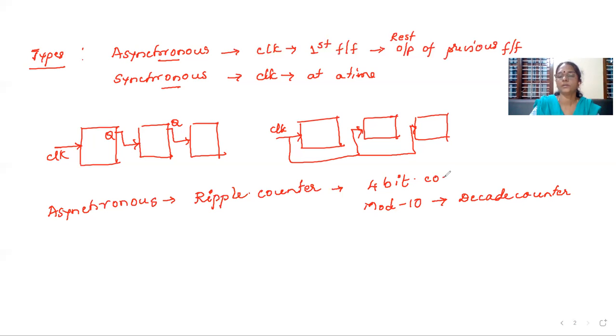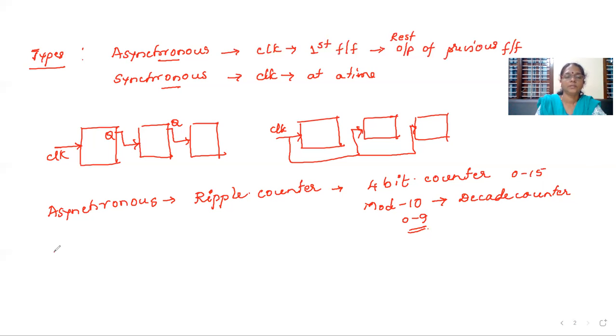A 4-bit counter counts from 0 to 15. A mod 10 counter counts from 0 to 9. So we can design any modulus counters. They're all asynchronous counters. We can design mod 3, mod 4, mod 5, or any number of counters depending upon our requirement. Synchronous is nothing but the counter which has the clock pulse together.